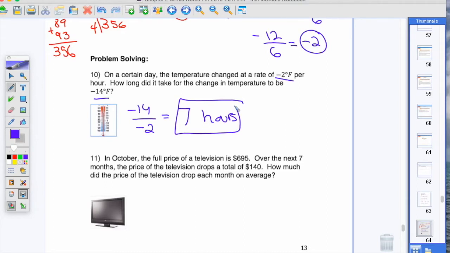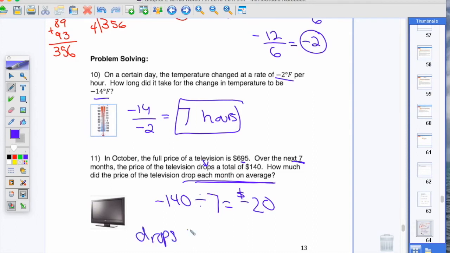Last one, in October, the full price of a television is $695. Over the next 7 months, the price of the television drops, so it's going down negative $140. How much did the price of the television drop each month on average? We don't need to know the full price of the TV, so we don't use that information at all. We just need to know that it drops $140, or negative $140, over 7 months. So negative $140 divided by 7 is negative 20. So it's dropping $20 each month. You could also write drops $20 each month. And that's for your 7 months.